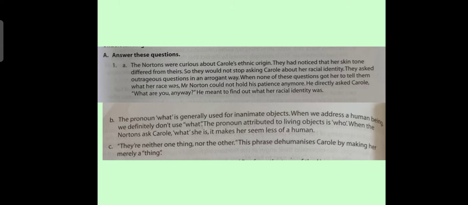Answer 1. A. The Nortons were curious about Carol's ethnic origin. They had noticed that her skin tone differed from theirs, so they would not stop asking Carol about her racial identity. They asked outrageous questions in an arrogant way. When none of these questions got her to tell them what her race was, Mr. Norton could not hold his patience anymore. He directly asked Carol, "What are you anyway?" He meant to find out what her racial identity was.